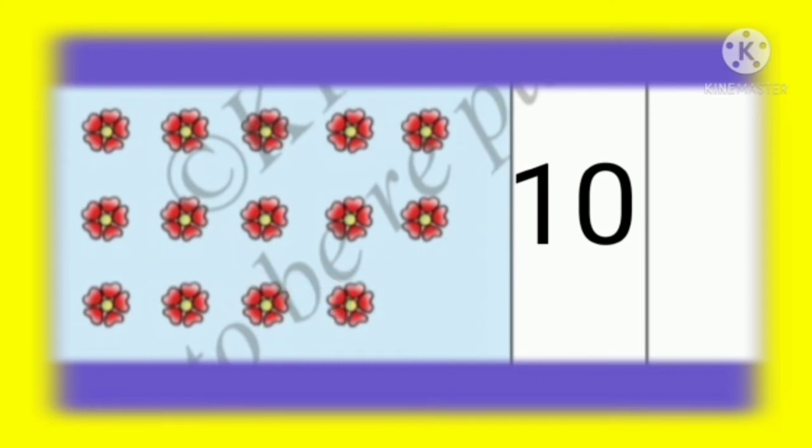Now we should write the number of flowers inside the circle and outside the circle. There are 10 flowers inside the circle. So we will write 10. Now we will count the number of the flowers outside the circle. 1, 2, 3, 4. 4 flowers. So we will write 4.